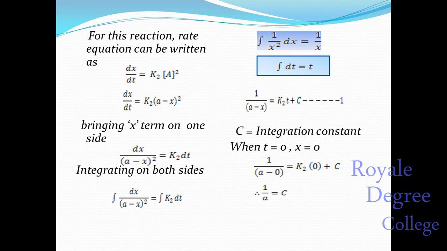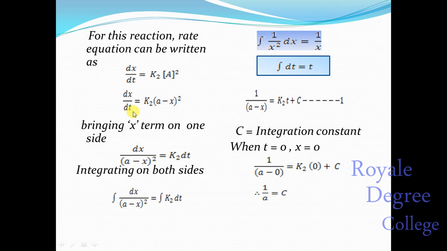For this reaction, a rate equation can be written as dx by dt, that is the change in the concentration of x with respect to change in time, equal to K2 times the molar concentration of A to the power 2. In the next equation, in place of the molar concentration of A, we write the concentration of A after time t, which is A minus x. So we substitute that here: A minus x to the power 2.